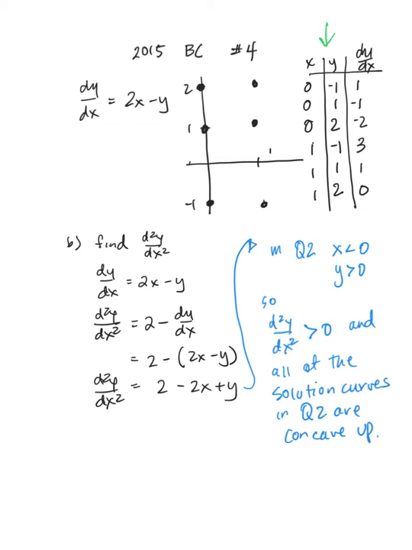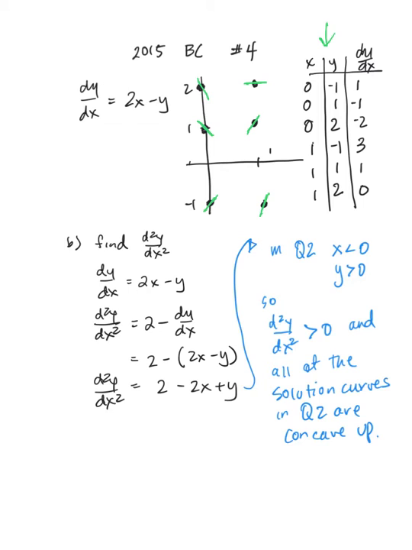So at (0, -1), we have a slope of 1. At (0, 1), I have a slope of -1. At (0, 2), I have a slope of -2, so just make that a little steeper. At (1, -1), I have a slope of 3, which is kind of steep. At (1, 1), we have a slope of 1. And at (1, 2), we have a slope of 0.